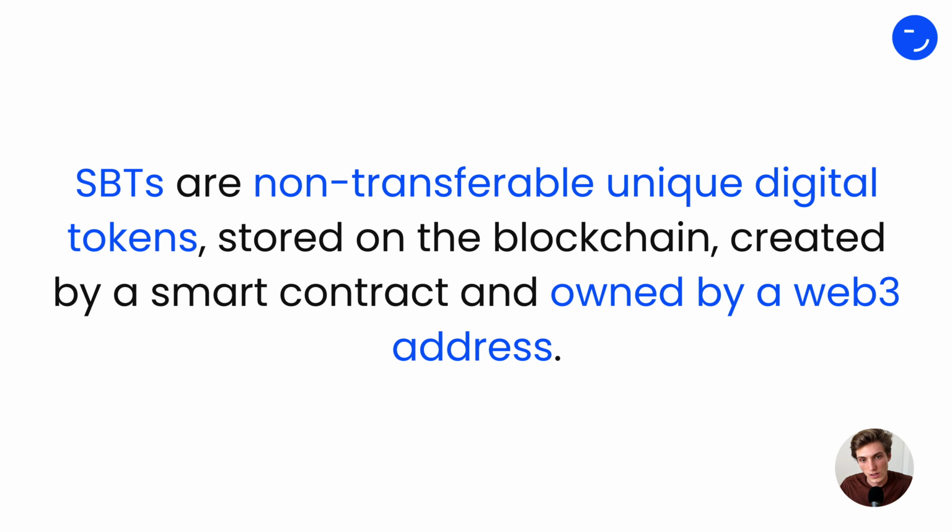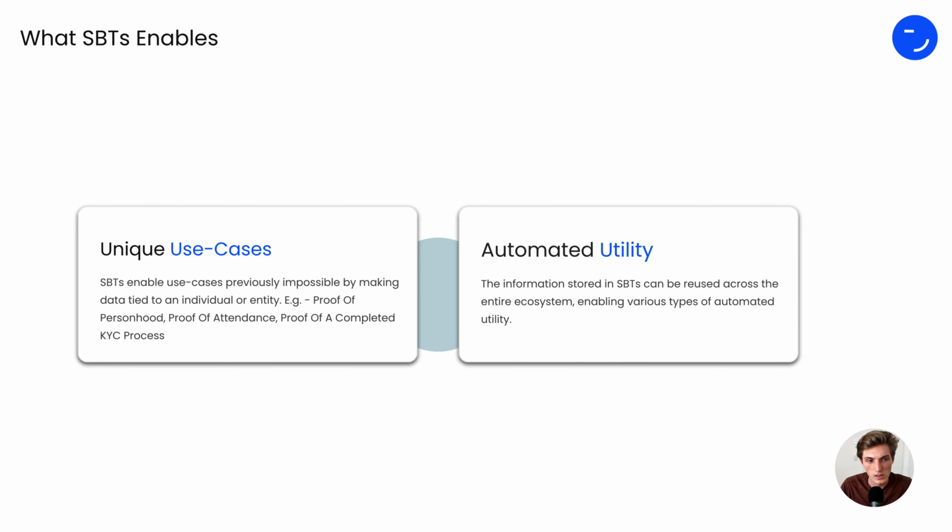They are non-transferable, unique digital tokens that are stored on the blockchain, created by a smart contract, and owned by a Web3 address. Through that, they enable previously impossible use cases, because now data can be tied to an individual or entity, enabling things like a proof of personhood, a proof of attendance, or a proof of a completed KYC process. Through that, you get automated utility, because the information is stored in the SBT on the blockchain and can thereby be reused across the entire ecosystem and even other ecosystems through bridging.